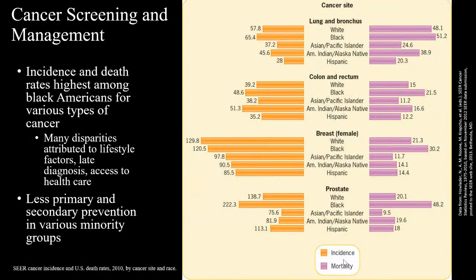When we look at cancer screening and management, there are 2 numbers here that you see on this chart. The left side shows the incidence, and this is how many new cases of cancer for each of those different ethnic and racial groups. And on the right side is mortality. So what is the number of people dying from that cancer site and by race?